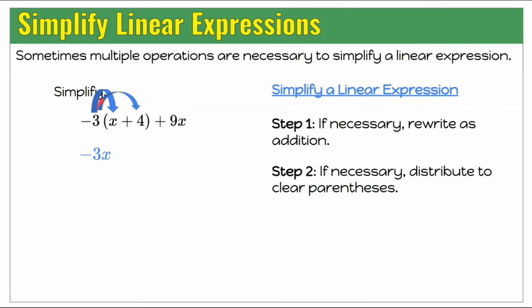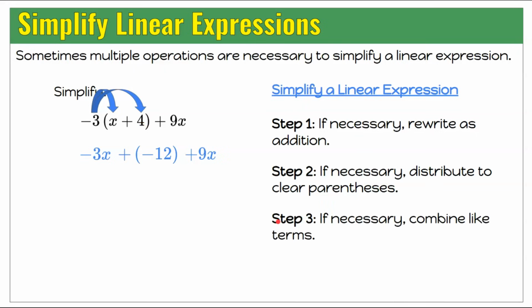Then -3 multiplied to the second term, which is +4, is going to give me add -12. So -3 times 4 is -12, but remember we want to write it as add -12. And then we have that add 9x hanging out over here. It's not in the parentheses, so we don't distribute.